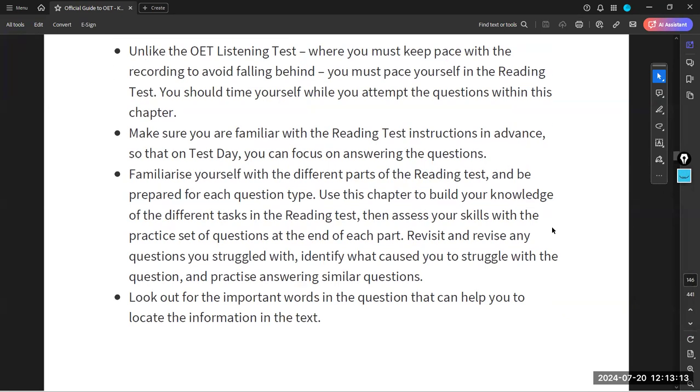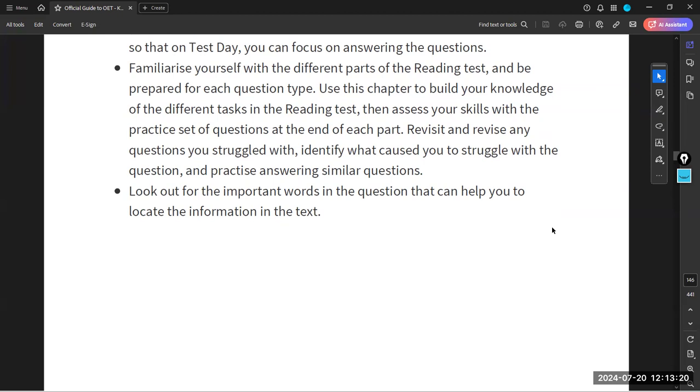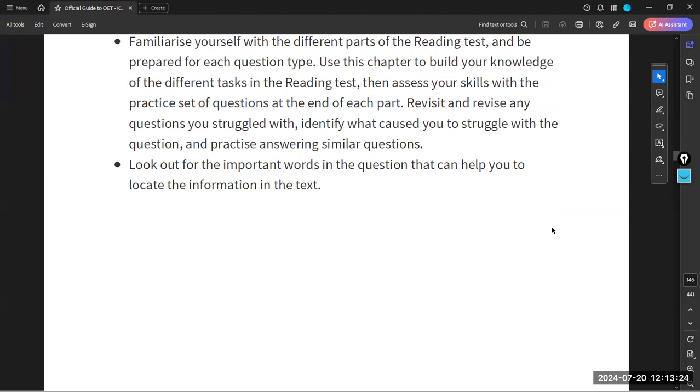Now, let me try to read the most important information. Identify the cause of your struggle, answer similar questions. Okay, look out for the information question, which helps you locate the information in the text. We are going to discuss that, absolutely. Okay.